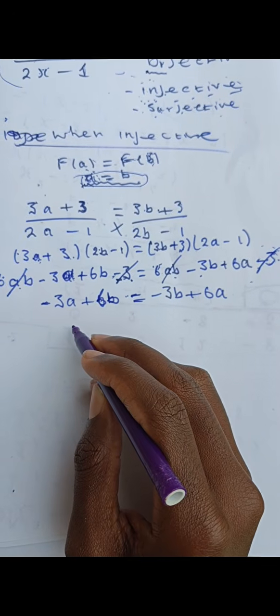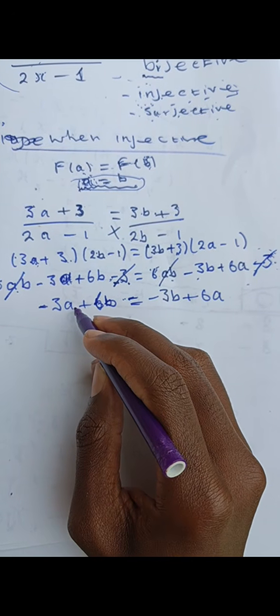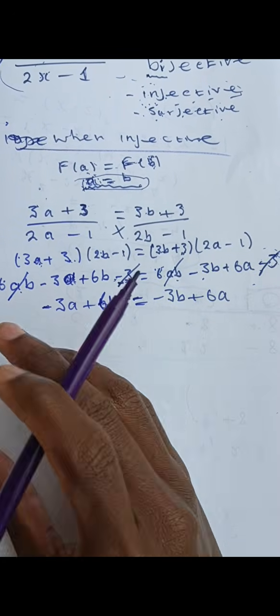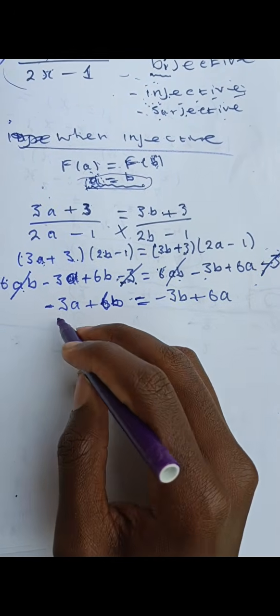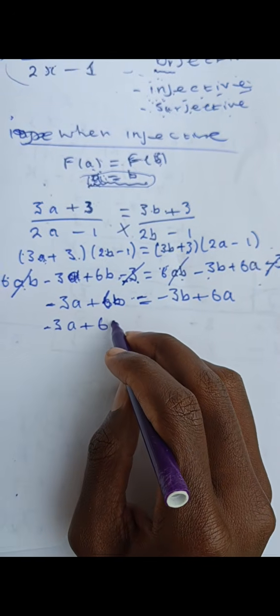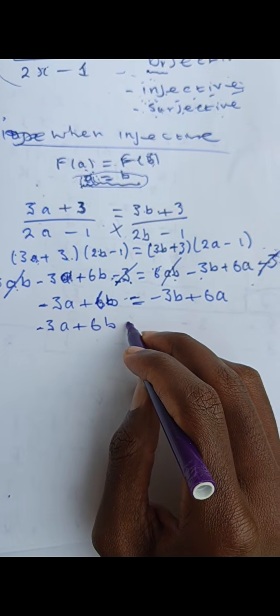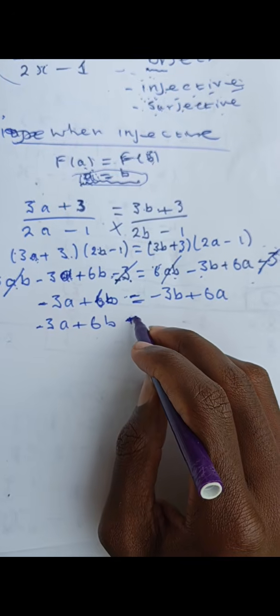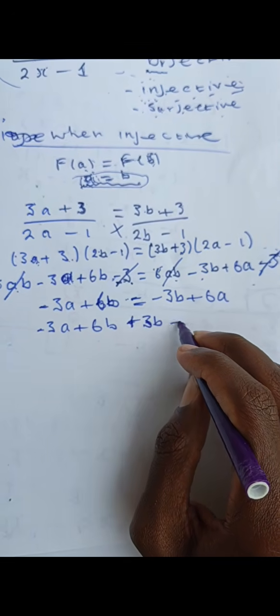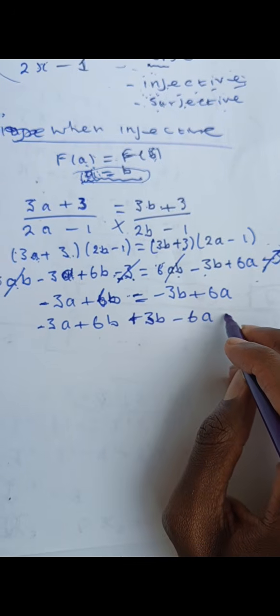So now what we're going to do is make everything be on the same side. So I'm going to get what's on the right side and bring it to the left side. So here we are already adding 6b, right? Then if I bring this here, the sign will change. It's going to be positive 3b. This is going to become negative 6a.